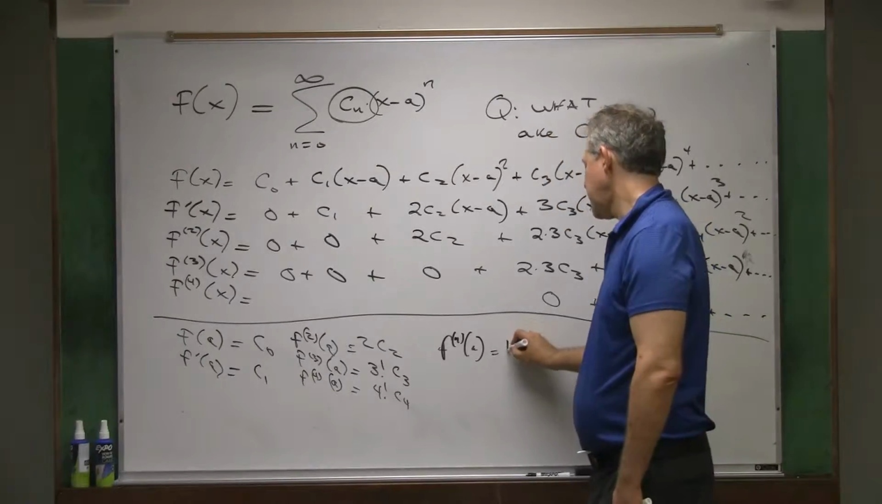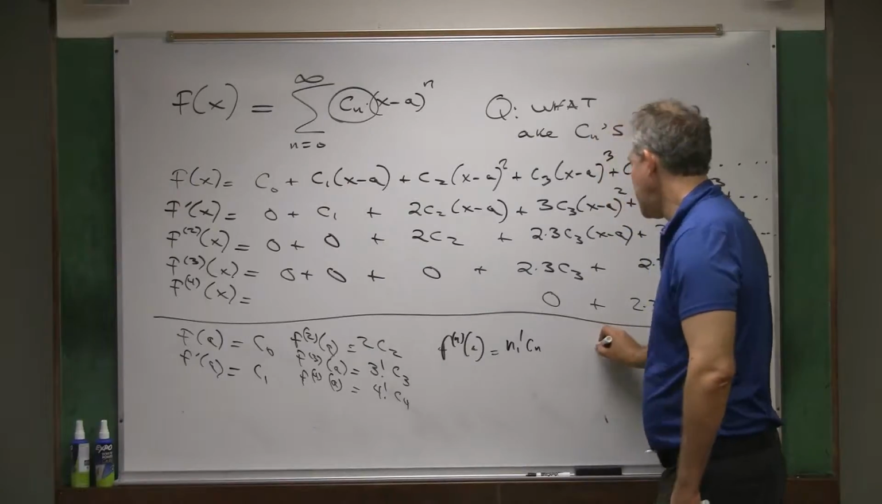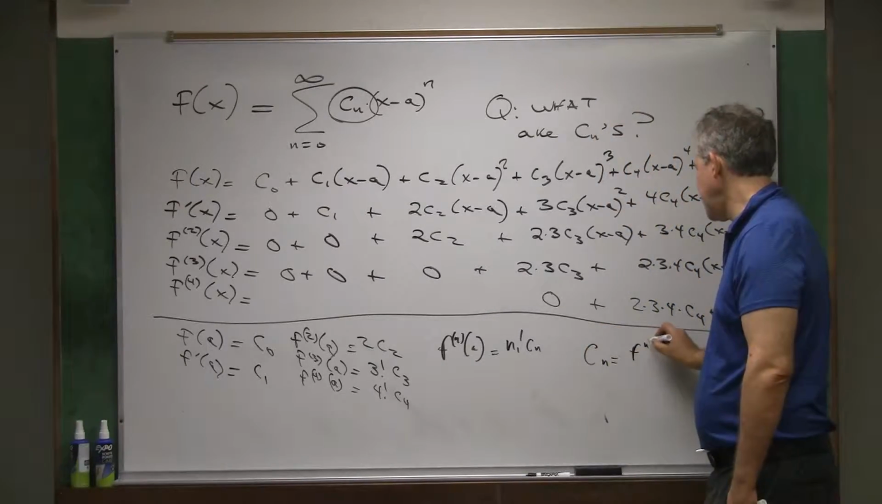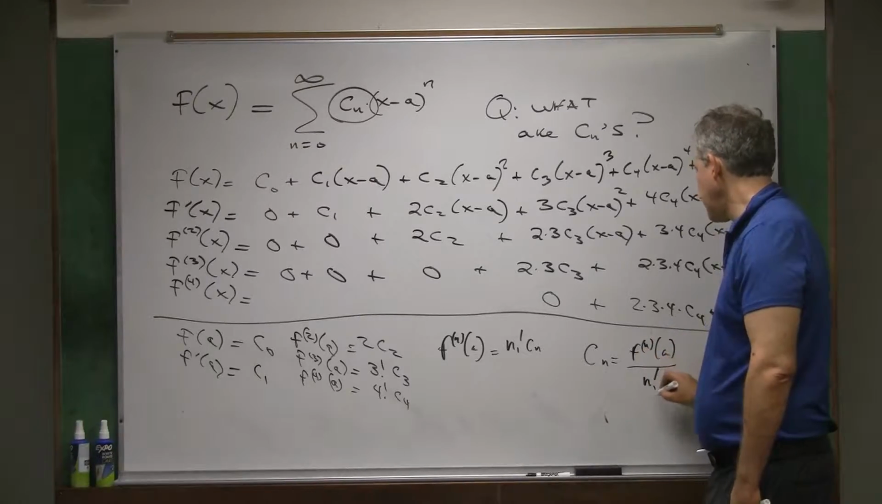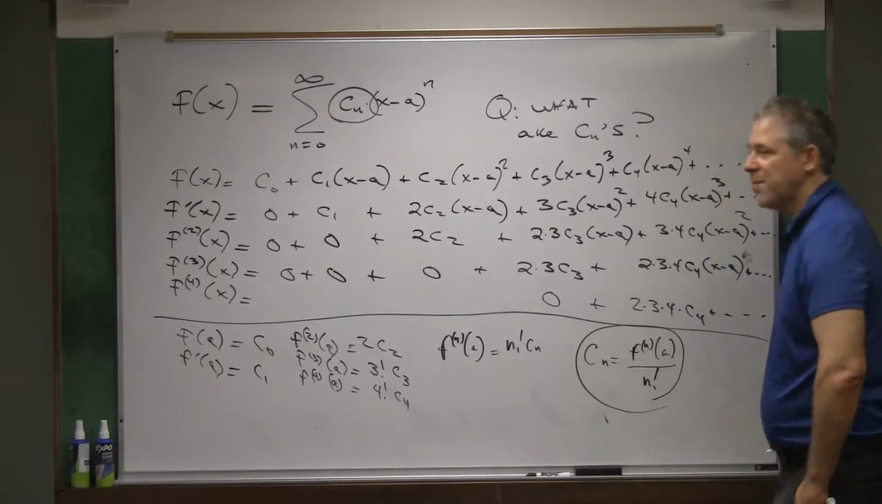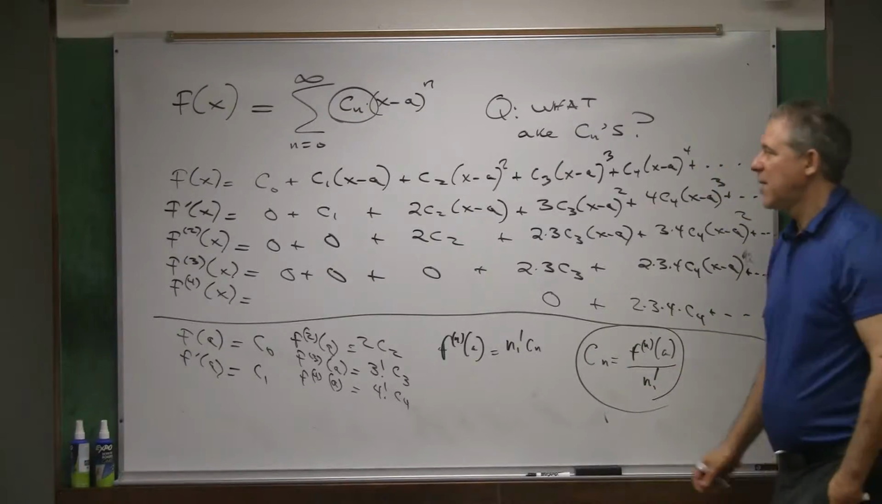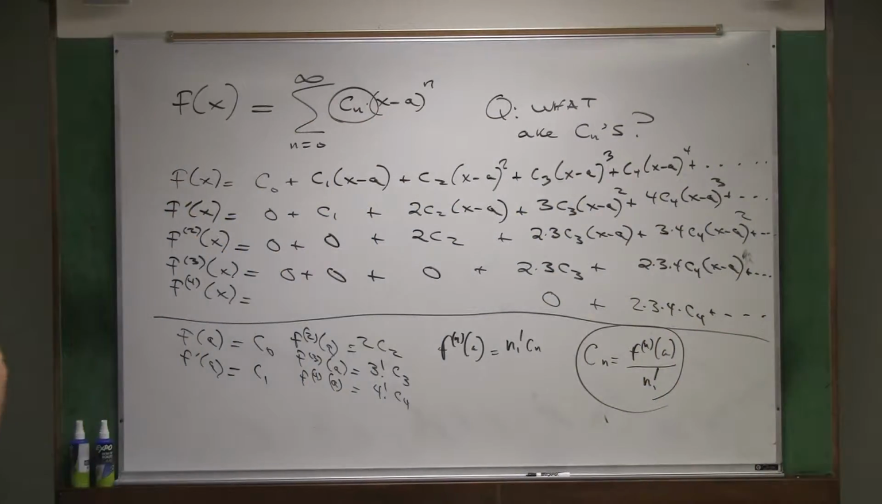factorial Cn. Yes. So now we can describe what these Cn's are. In other words, the Cn's have to be nth derivatives of A divided by n factorial. So now we have a way of getting what's called the Taylor series of a function.